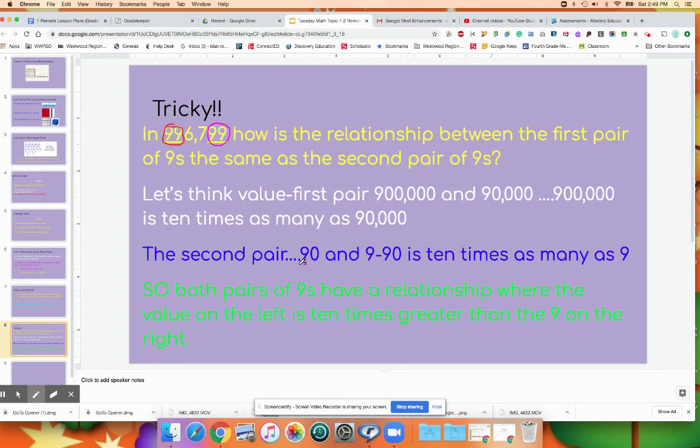And then the second pair, right? The second pair is 90 and 9. And I know 90 is 10 times as many as 9. So they're not asking me to compare these two relationships to each other. Both pairs of nines have a relationship where the value on the left is 10 times greater than the 9 on the right. Okay, that one seems a little bit tricky.